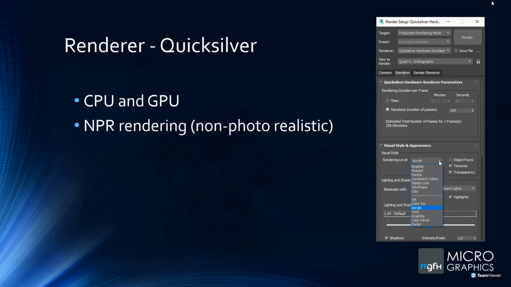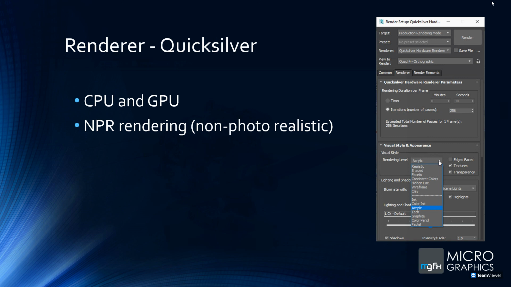Okay, and then this is actually quite a fun render we got over here. There's a Quicksilver one. What this allows you to do is realistic. You can see on the right-hand side under my rendering level, I've got realistic, shaded, facets, consistent colors, hidden lines, wireframe, or clay. But then I've also got ink, color ink, acrylic, tech, graphite, color pencil, and pastel. So these are non-photorealistic renderings.